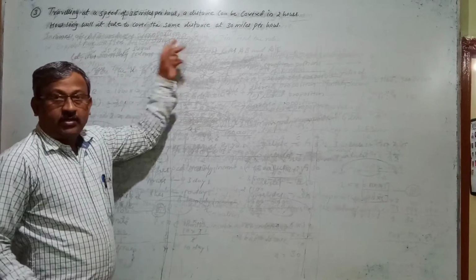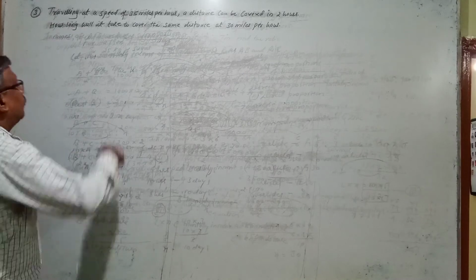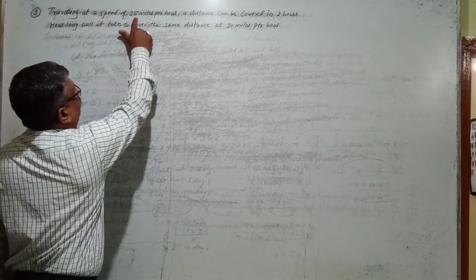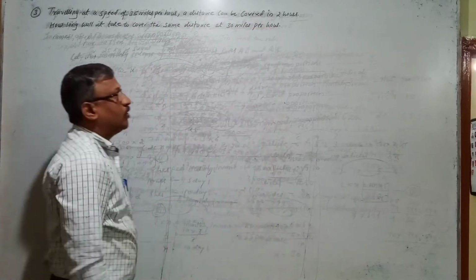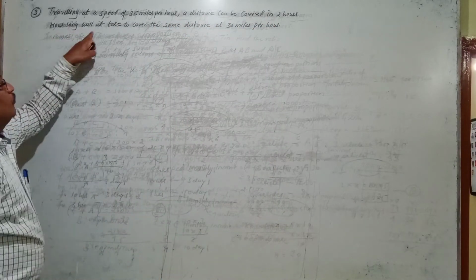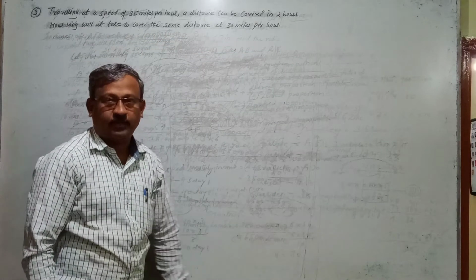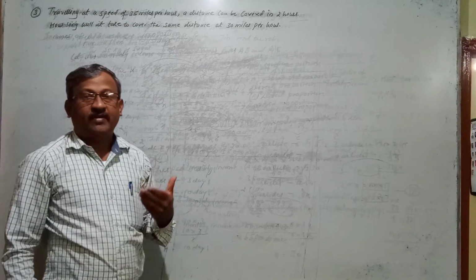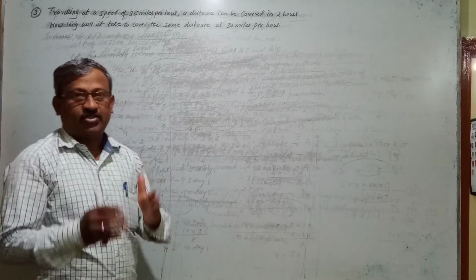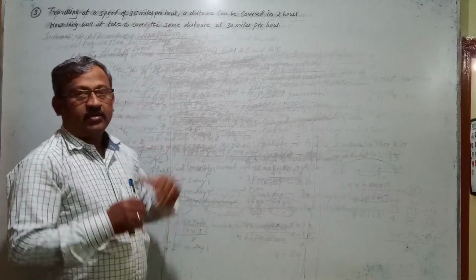So here is the next problem. Problem number 3, I will read out the problem. Traveling at a speed of 35 miles per hour, a distance can be covered in 2 hours. The question is, how long will it take to cover the same distance at 30 miles per hour? If you are traveling at a speed of 35 miles per hour, there is a distance to be covered.